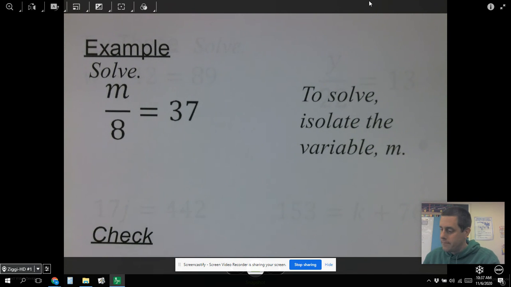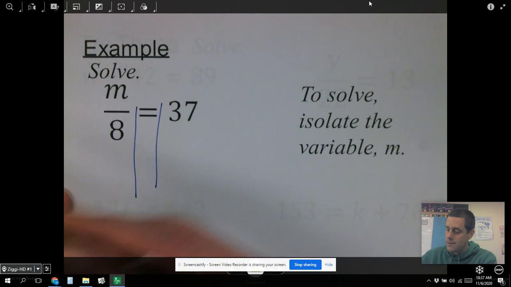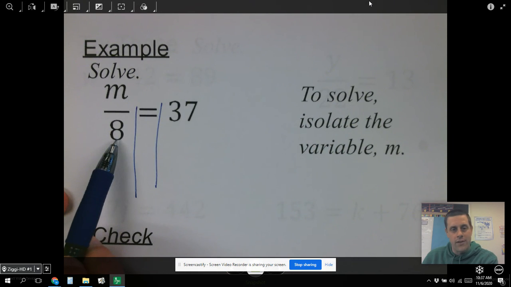All right, last example. We have m over 8 equals 37. Copy it down. Let's work through it together. We're going to move a little quicker since you've seen a couple of these already. Start first by separating your equation into two sides. We want to isolate the variable m. Right now it is stuck with an 8.